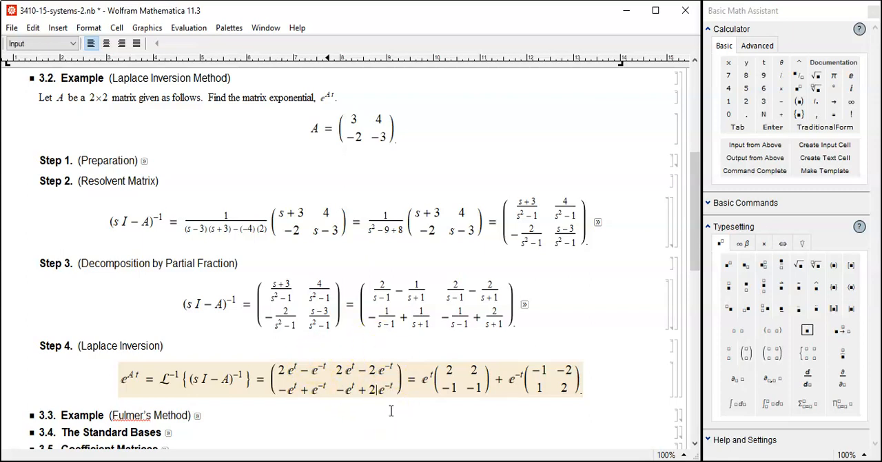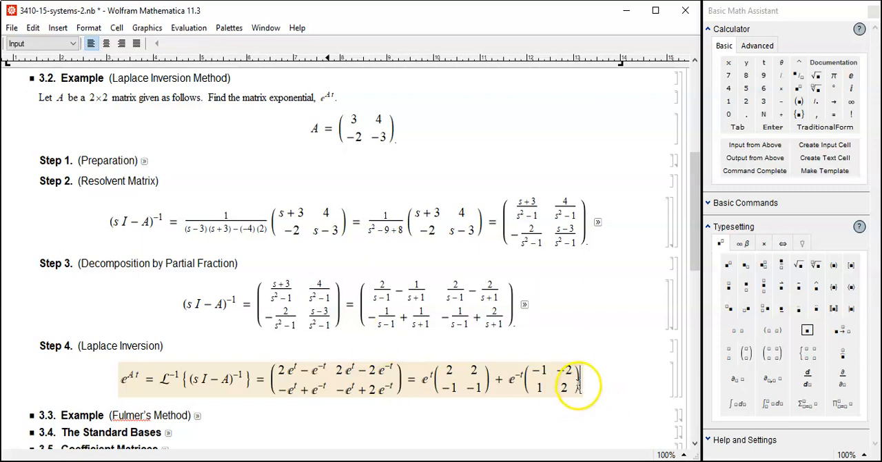And e to the t power, e to the negative t power, they are scalar functions. So I can always take those out, and what's left is a linear combination of the scalar functions e to the t power and e to the negative t power, and the coefficient matrices. See the final form?